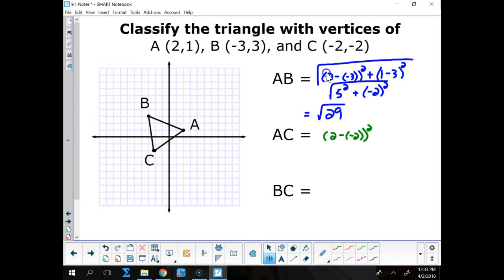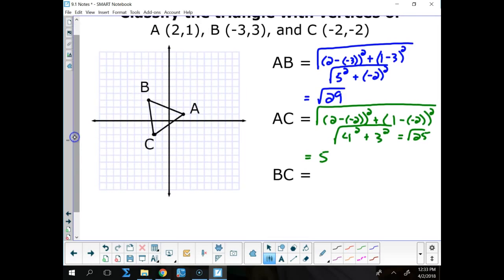So what's that? That's 4. What's that? That's 3. Is homework on the slides? Will be. I get 5 for AC.